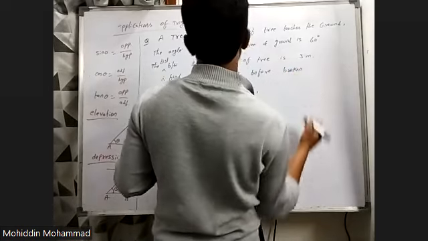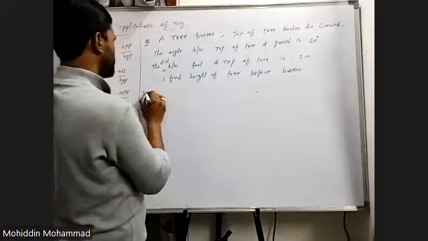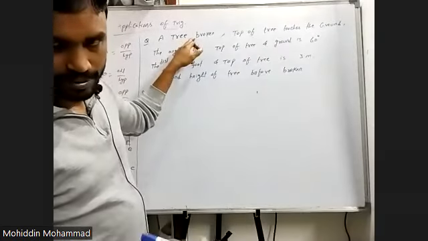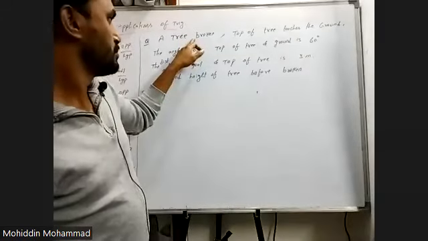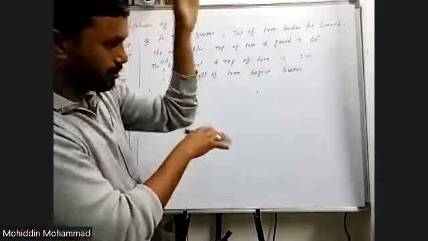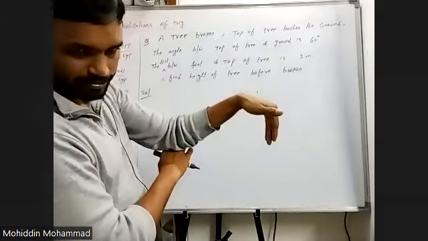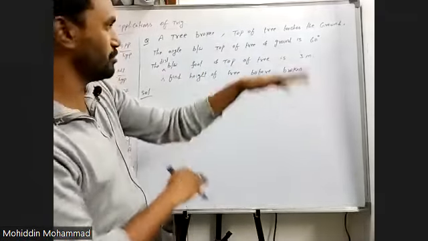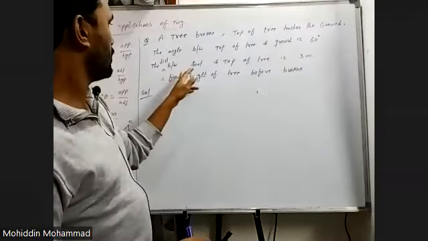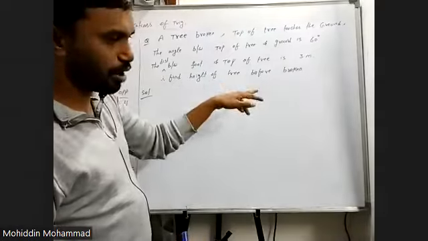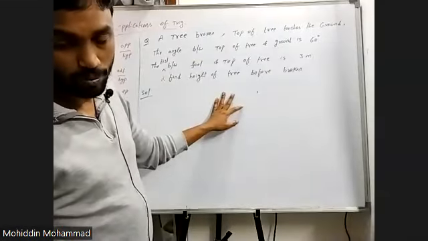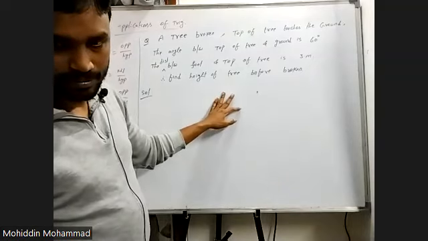Just read the question again and again. Try to understand. The tree was there. It has broken now. The top of the tree is broken like this. The top of the tree touches the ground at an angle of 60 degrees with the ground. The distance between the foot and now the top is 3 meters. Find the height of the tree before broken. Show me what they are asking.